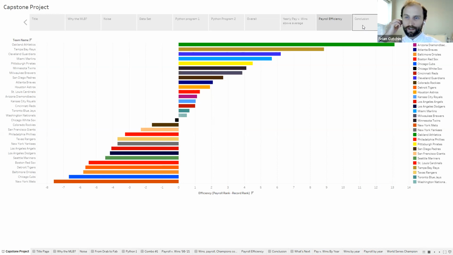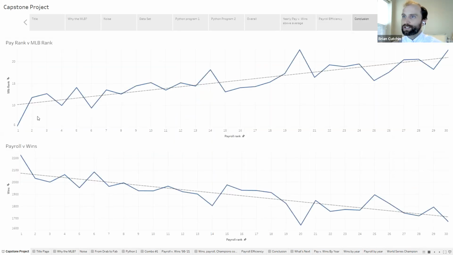So what does all this show us? It kind of shows us that teams who spend more do win more. So the team with the highest payroll normally finishes in a better position than any other team, while also collecting more wins over this time. And for both of these graphs, there's a pretty strong correlation. The R value is 0.7, so it's pretty strong that teams who are spending more are winning more from 1998 to 2021.